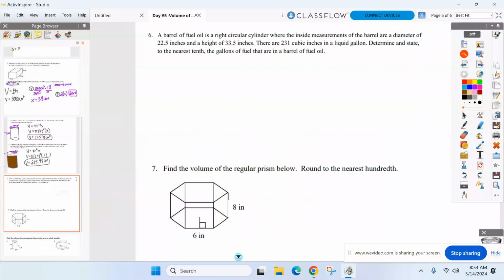Coffee to oil now. A barrel of oil. Some people have asked me this, and I just want to make sure we go over it as a group. When it says a right circular cylinder, that means it's just standing straight up and down. There's some that do lean. We won't be using any of those. All right, so right circular cylinder, standing straight up and down.